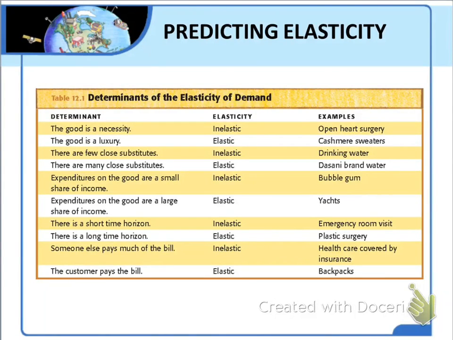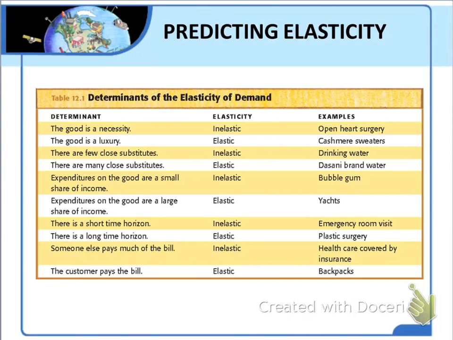Each of the factors that we discussed in the previous video help to determine a good's elasticity of demand. Knowing about these factors can help you predict whether demand for a good is more likely to be elastic or inelastic. However, demand for a good can be affected by several of these factors at the same time. So if you are trying to predict the elasticity of demand, you have to take account of several factors at once.